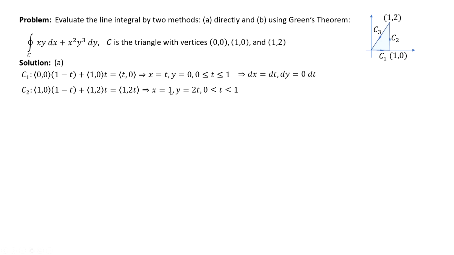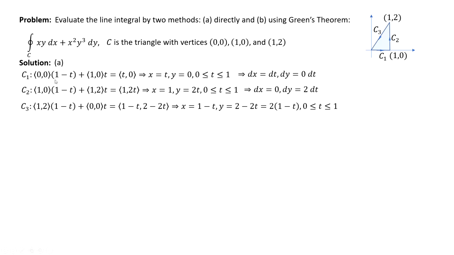Let's figure out dx. What is dx? Derivative of 1 is just 0. So 0 dt. Okay, what's dy? Y is 2t. So 2 dt. Right? That's what I wrote. Similarly, for C3, the line segment from 1, 2 to 0, 0, initial point times 1 minus t, blah, blah. I did that same kind of a thing.